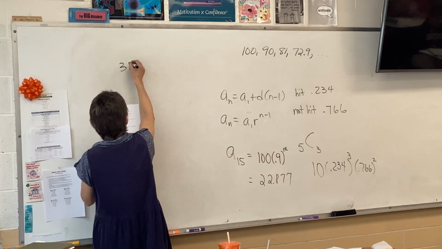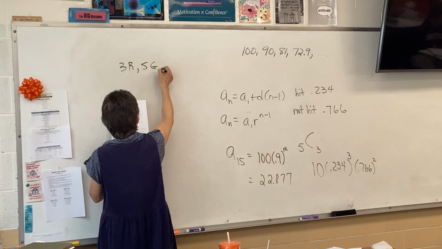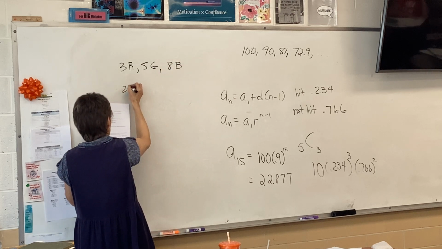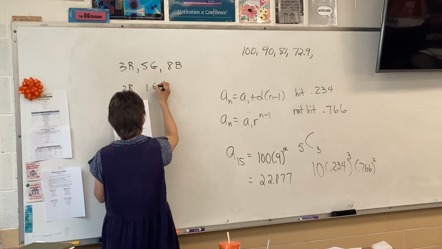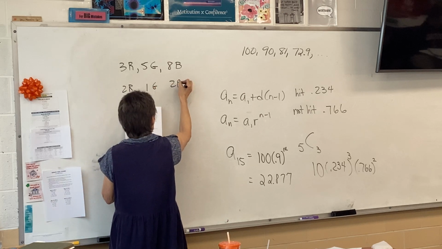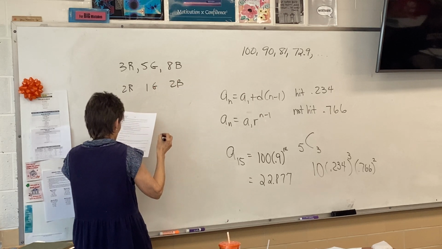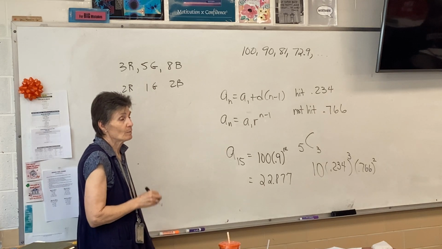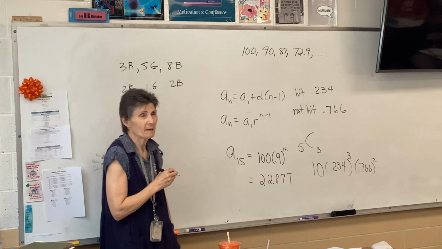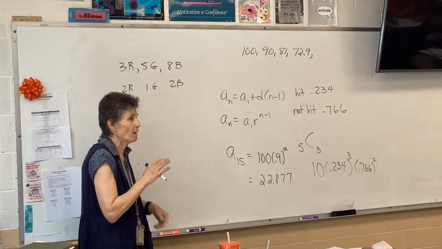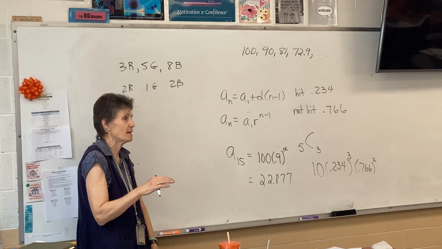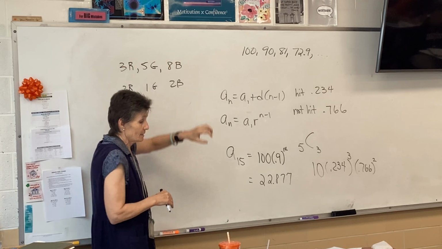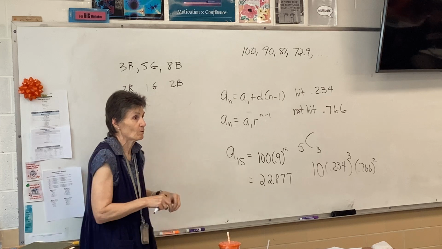So I have 3 red, 5 green, 8 blue. I want to get 2 red, 1 green, 2 blue. How many ways can this happen? Well, we did problems like this before. I can't remember if they were boys and girls or Republicans and Democrats or hearts and spades, where you've got different piles and you're choosing from those different piles.